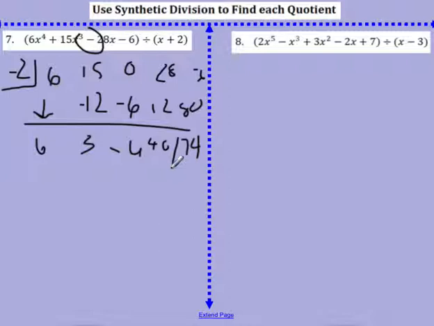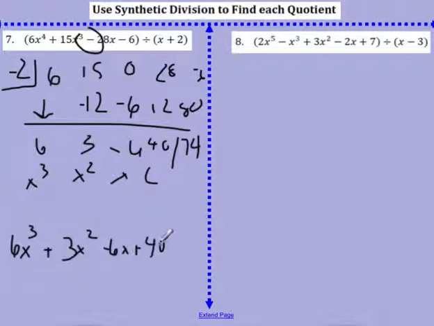So there's my remainder, my constant, my x term, my x squared term, and my x cubed term. So I have 6x cubed plus 3x squared minus 6x plus 40, and that's going to be 74 divided by my original, which is x plus 2. So let's take a look at number 8.